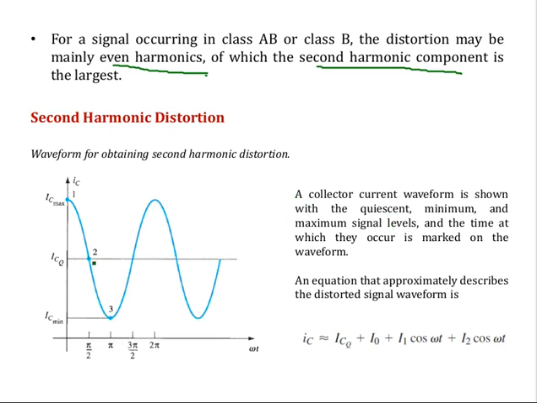Quiescent means this is the quiescent condition, ICQ. The operating point is fixed here. So this is the maximum value of IC, this is the minimum value of IC, this is the output current which is DC shifted. So we are defining an equation that approximately describes this. If the signal is distorted, we are describing it like this: IC equals ICQ plus I0 plus I1 cos omega t. This is the fundamental component and this is the second harmonic, so I2 cos 2 omega t.